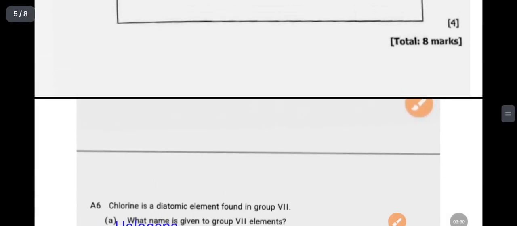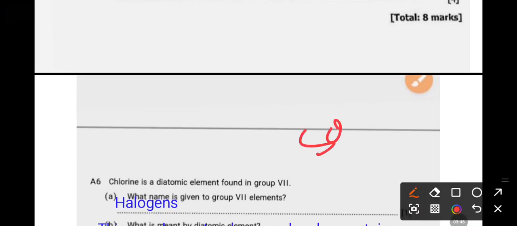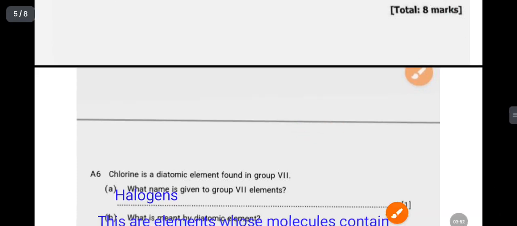Question 6. Chlorine is a diatomic element found in group 7. What name is given to group 7 elements? So group 7 elements are called halogens. The word halogens means salt makers.